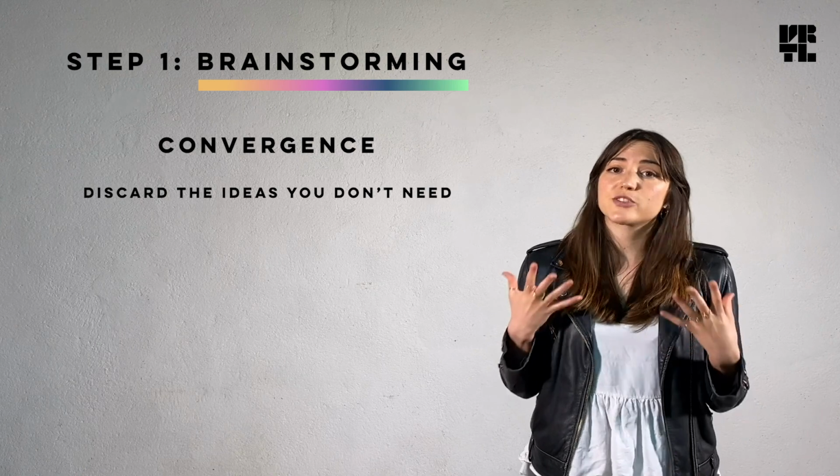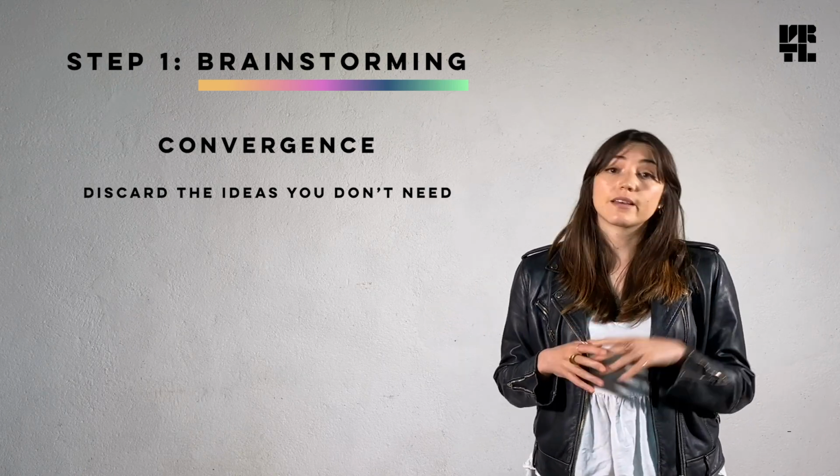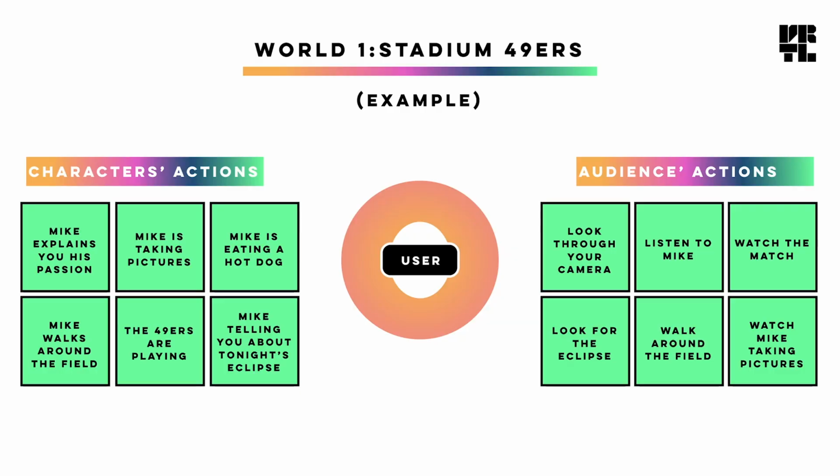Now let's move on into the second phase of this brainstorming session, which is convergence. This is when I'm going to start selecting the ideas that I like and the ones that I don't like. For example, in my case, I feel that there are three ideas that bring no value, so I discard them. I don't think that Mike eating a hot dog brings in any value because in the VR experience, my audience won't be able to eat a hot dog, so why should Mike do it?